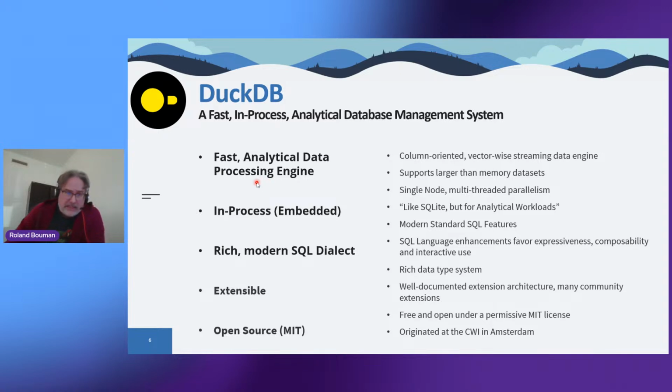Now, how does it do that, and why is it so fast? It's because it's column-oriented, and it uses vector-wise streaming of the data. And because it's streaming, that means that in many cases you can process data sets that are larger than memory and do that efficiently. DuckDB typically runs in process on a single node. So there's a single process running on a single machine. But there is still parallelism in the form of multi-threading. Whenever DuckDB has a chance, it will use multiple threads to divide the workload.